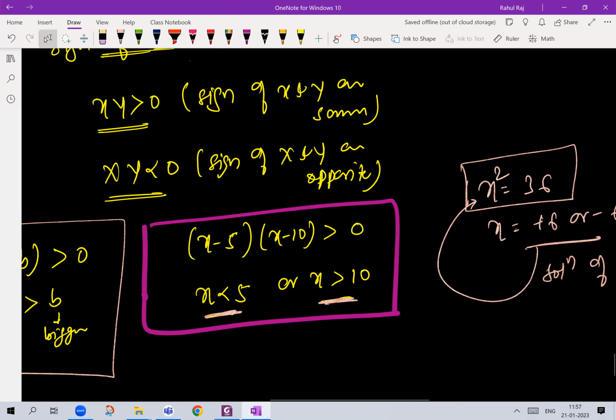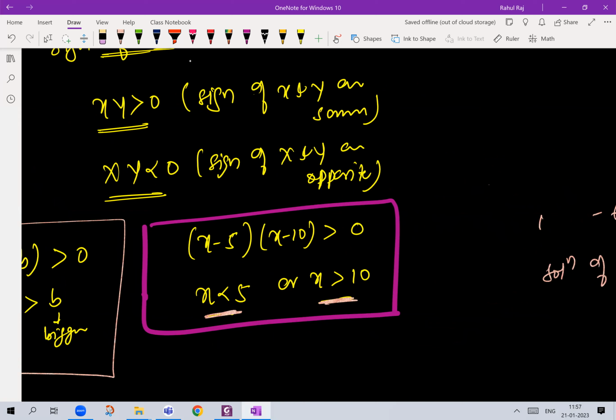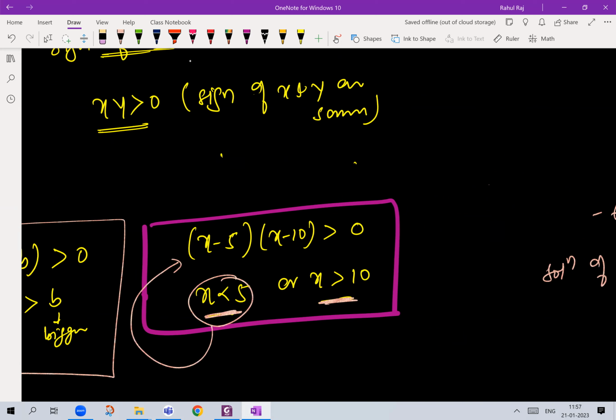Solution of the equation means that now you put any value of x less than 5 back into the equation, and your equation should be satisfied. 100% it should be satisfied. Let's say I put x is equal to 4. 4 minus 5 is minus 1, into 4 minus 10 which is minus 6. So minus 1 into minus 6 is greater than 0. Simple logic. You put any value of x greater than 10, this equation should be satisfied. Take any value of x greater than 10, it doesn't matter at all. If for even one value the equation is not satisfied, it means our solution is wrong. This is what it exactly means.